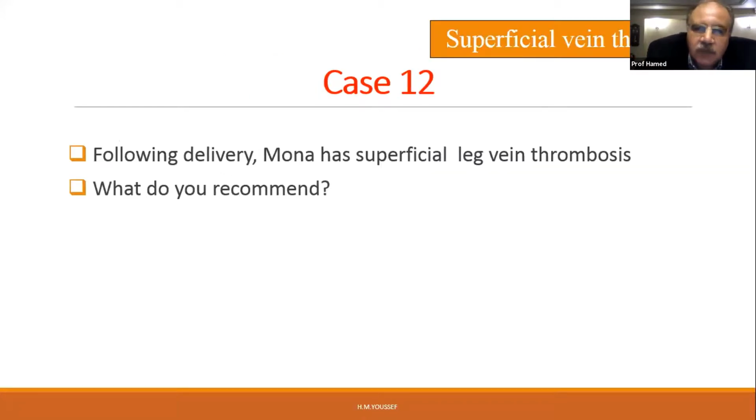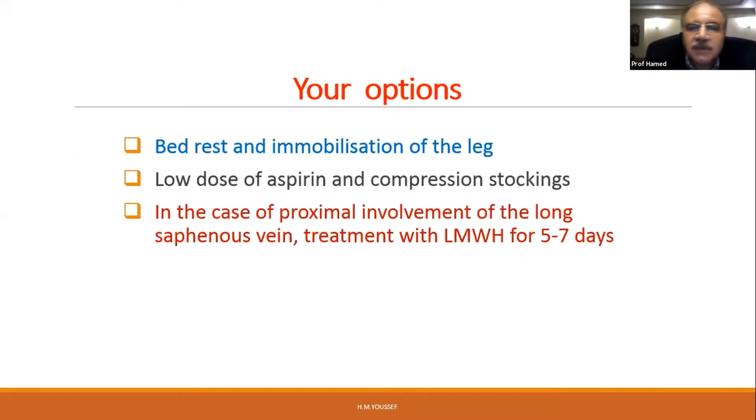Case number 12, superficial vein thrombosis. Following delivery, Madame Mona has superficial leg vein thrombosis. What do you recommend? Bed rest and immobilization of the leg, low-dose aspirin and compression stocking, or in the case of proximal involvement of the long saphenous vein, treatment with low molecular heparin for 5 to 7 days.